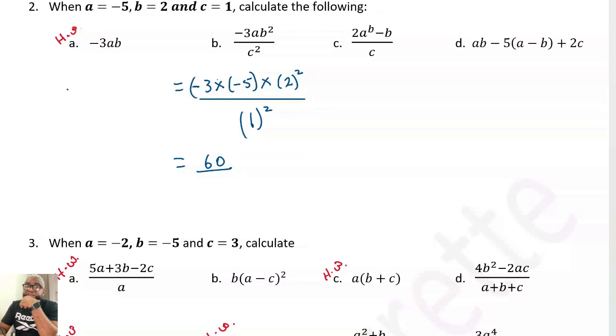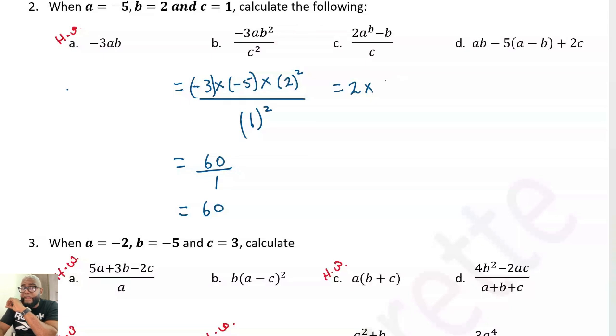So this is negative 3. I should have put it in brackets. It's negative 3 multiplied by negative 5 multiplied by 2 to the power of 2, and we get positive 60. Well, I didn't put negative 3, so maybe that is why. Yeah, 1 squared will be 1. 60 divided by 1 is? Everybody good there? Let's proceed to the next one. We're moving with some good pace here.